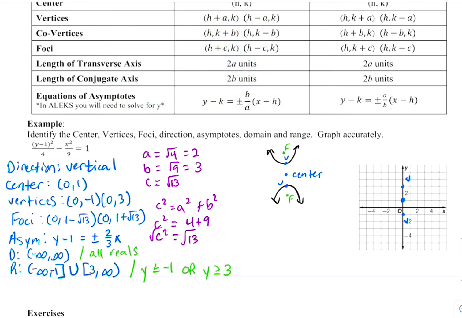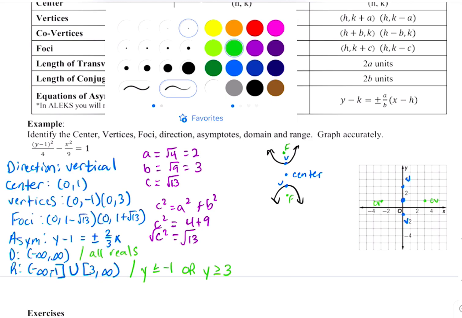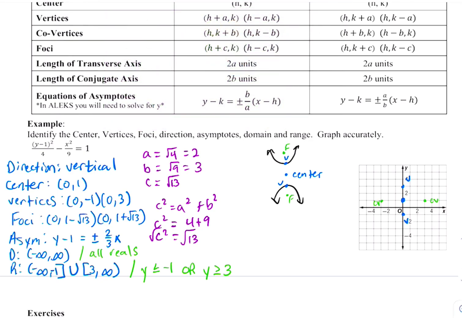And then our co-vertices is dealing with B. So we're going to go left and right from our center point, whatever our B value is. So in this case, 3. And again, if it helps, I would label. And we don't need to worry about graphing the foci. So it's just going to be that transverse axis and the conjugate axis. So once we have these 4 points, we are going to connect them into a box. And I'm going to use dotted lines to do this because remember, this isn't actually a part of our graph. We're just using this to help us graph. So we're connecting these points into a box.